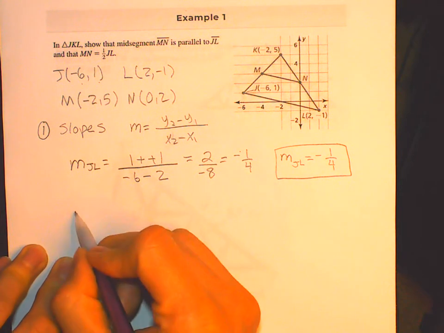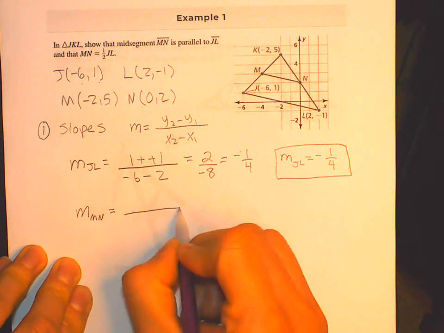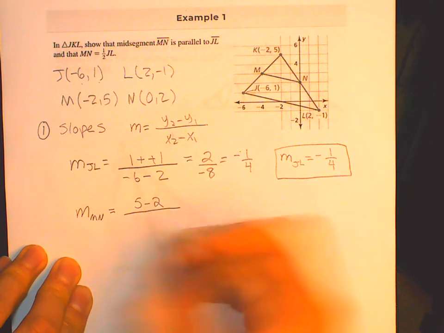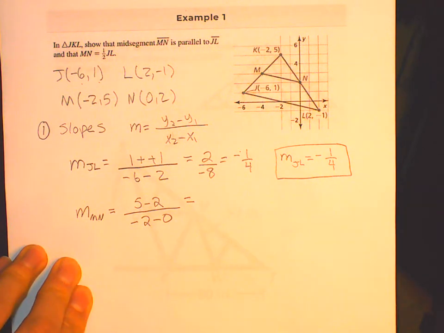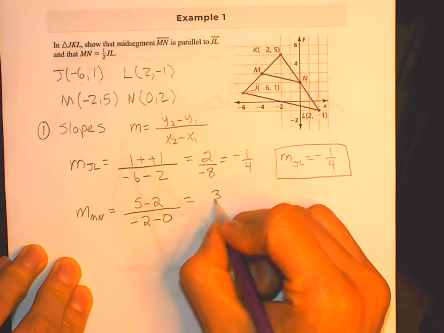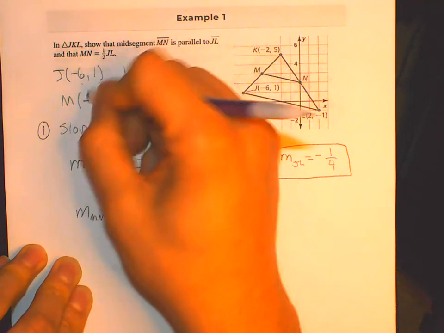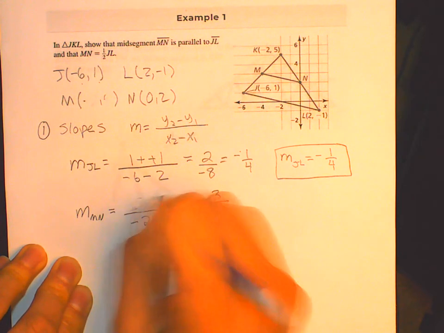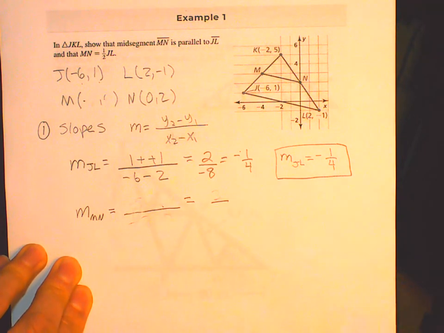All right, so the next part is the slope of line MN. We're going to take differences of the y's, 5 minus 2, and negative 2 minus 0. 5 minus 2, that's going to be 3. I actually just realized a mistake. My mistake is an M. That is not M. So I need to do this again. I noticed I was making a mistake because my numbers were not going to be parallel. So let's go back and fix that.